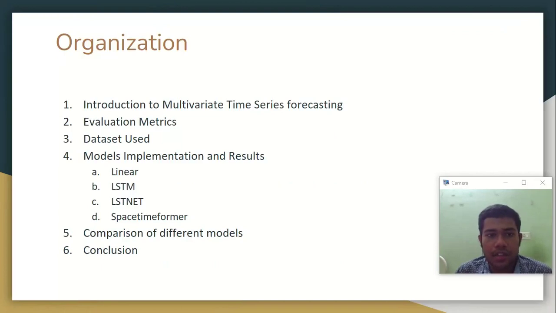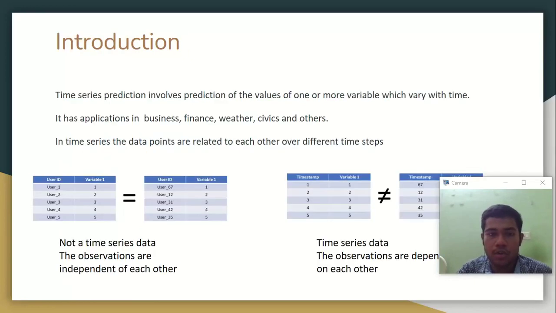The organization of this presentation is as follows. First, we'll talk about what multivariate time series forecasting is. And then we are going to talk about various different evaluation metrics which we use for evaluating the results obtained on time series. And then we are going to talk about the specific data set which we are using. And then we are also going to give details about the models which we have implemented and the results which we obtained using those models. And then we are finally going to compare different models in terms of the results obtained and the runtime and various different parameters. And finally, we are going to conclude the work.